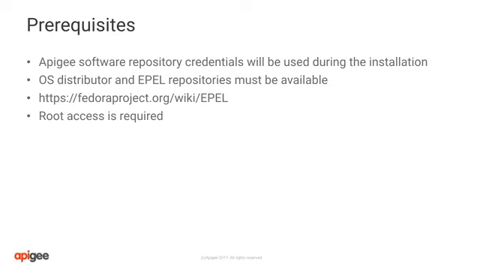Finally, you must have root access on all Apigee hosts during the installation. After installation, you can manage the platform with only access to the apigee user account, but because our installer uses RPMs to deliver the software, you will need to have access to the root account.